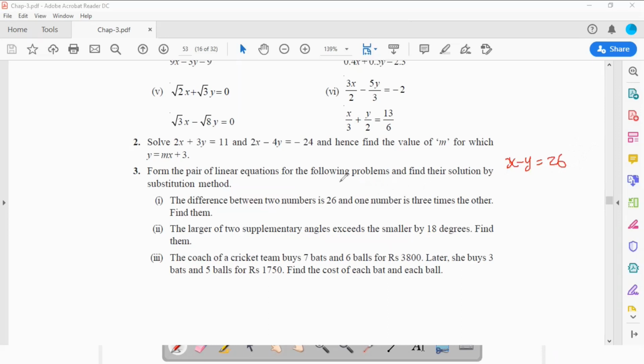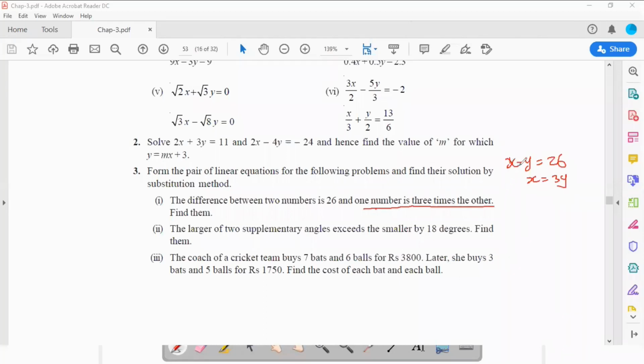Fine. Then the second statement is, okay, one number is 3 times the other. The difference between two numbers is 26. 3x minus y equals to 3x. And here, which is the larger, x or y? x. So we want to write x is equal to 3 times y. This is the value, right? One number is 3 times. So how does y come?